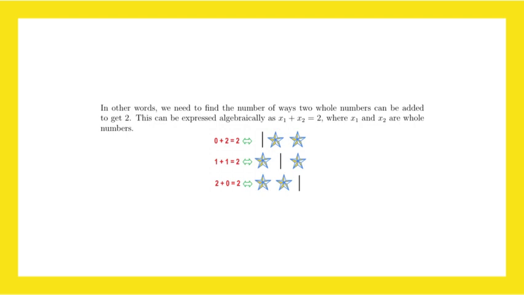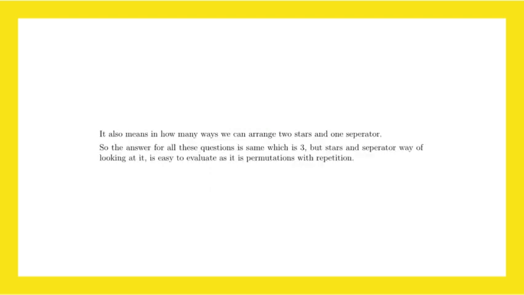But symbolically, we can write the first case as separator and two stars, the second case as a star, separator, and a star, and the third case as two stars followed by a separator. It also means in how many ways we can arrange two stars and one separator. So the answer for all these questions is the same, which is 3, but the stars and separator way of looking at these things is easy to evaluate as it is permutations with repetition.